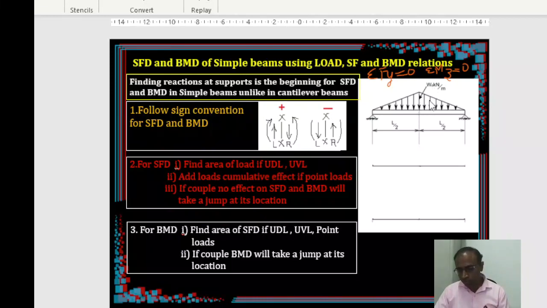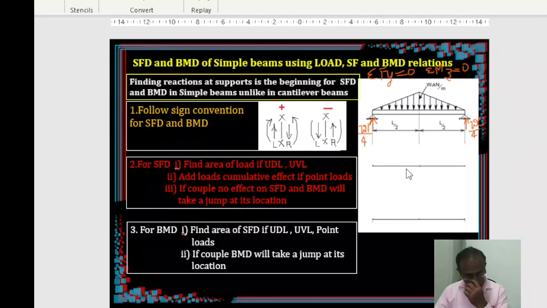So when it is symmetrically acting, the load will be distributed equally to both supports. So the reaction on this support is WL by 4, and WL by 4 on the other right side support. Okay, both are upwards. So these are the reactions. So once you got the reactions, now we move on to the next step.